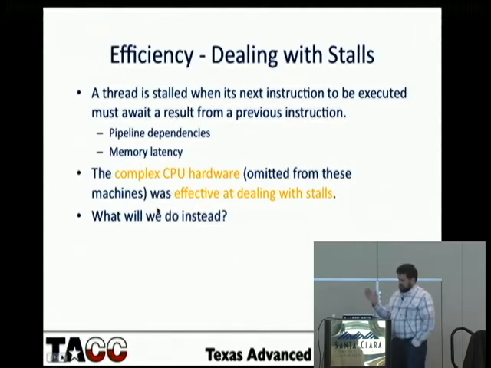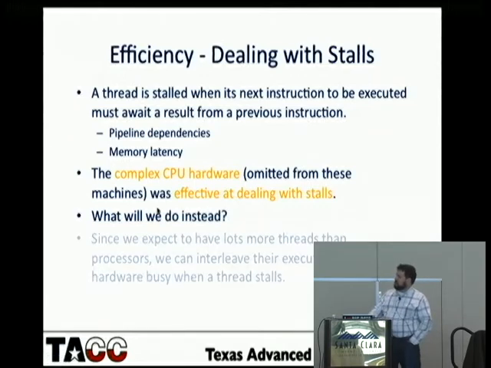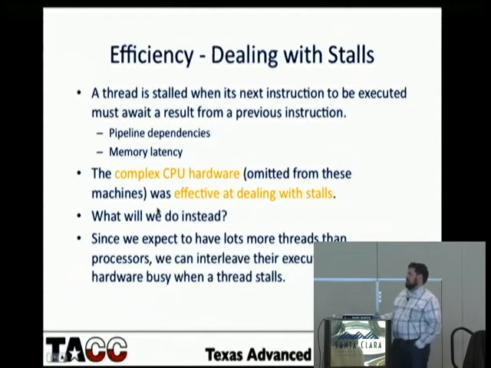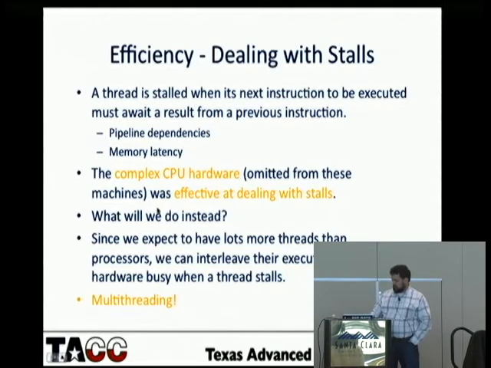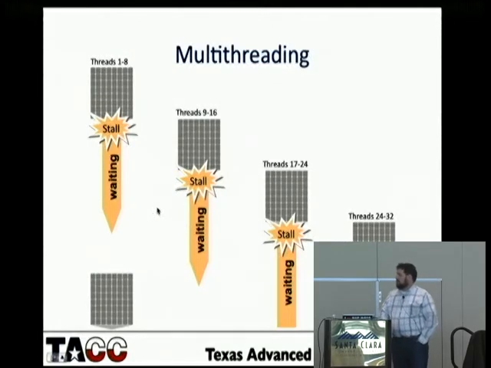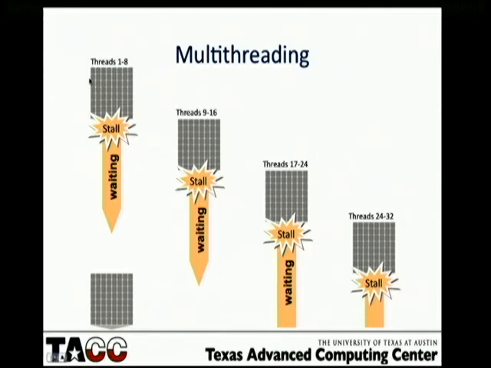We omitted this complex CPU hardware to handle those stalls, but what do we do instead? Since we have lots of threads and we can interleave the execution, we have to really think about how to interleave that execution. To show you what that means, suppose I have 32 threads, and they all have a data dependency upon the other 32, for example. Typically a CPU would just schedule these things correctly. But since we're using a language where you actually tell every thread what to do, you will compute with your 1 to 8 threads, and then you expect a stall to happen, but you schedule the next 8 threads.